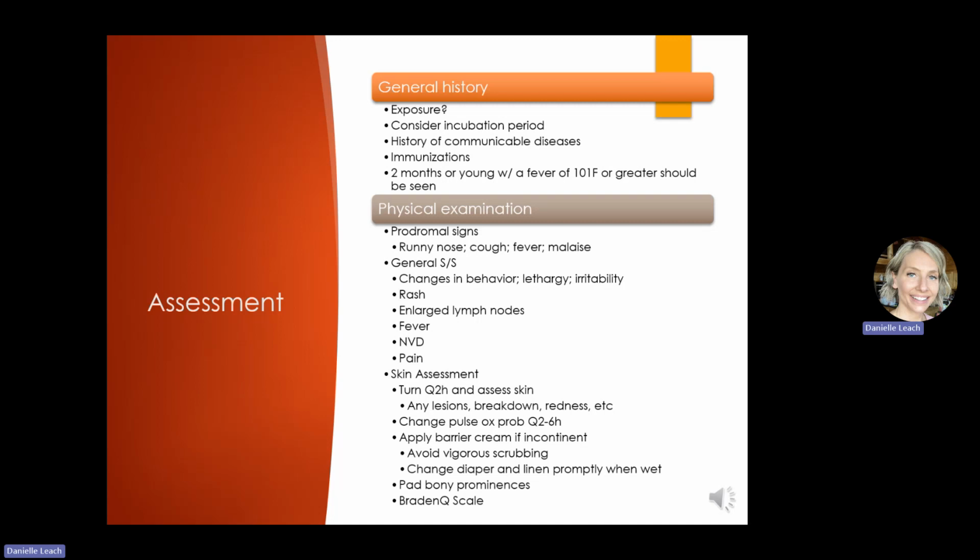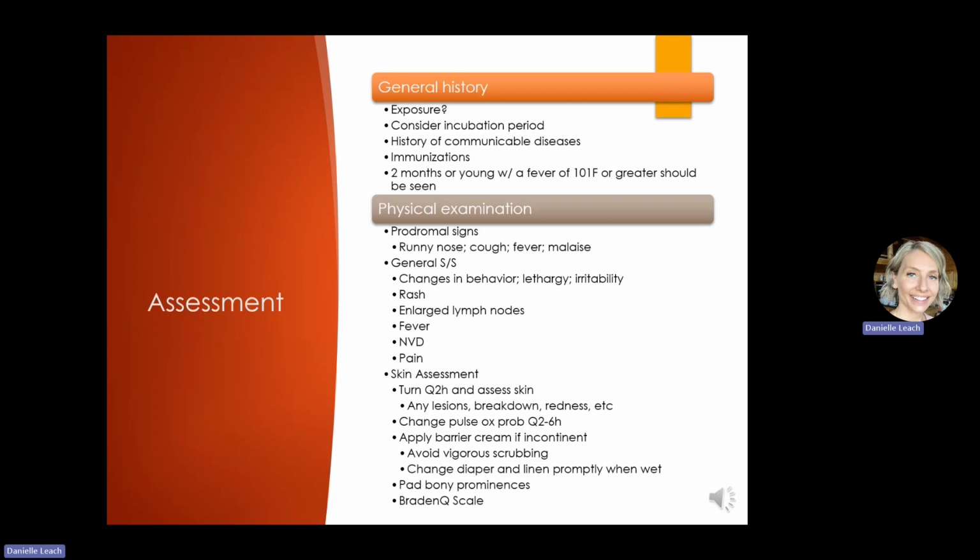If they were exposed, for some of these that we're going to talk about, there are certain incubation period times that you can look at. So for example, if a child was exposed 3 weeks ago and they're just now showing symptoms, is it from what they were exposed to, or is this something different? Like, has it been too long? Has the child had any communicable diseases in the past? Are they up to date on their immunizations? Do they need any now, according to the recommended schedule?